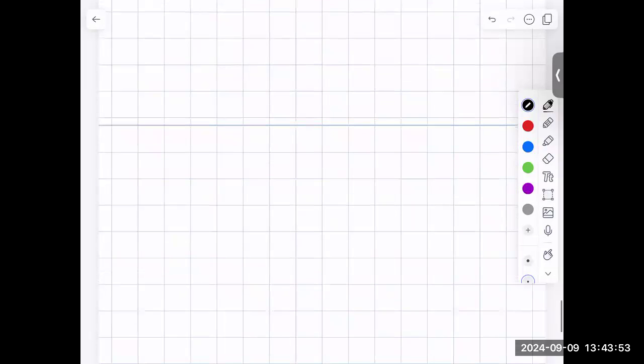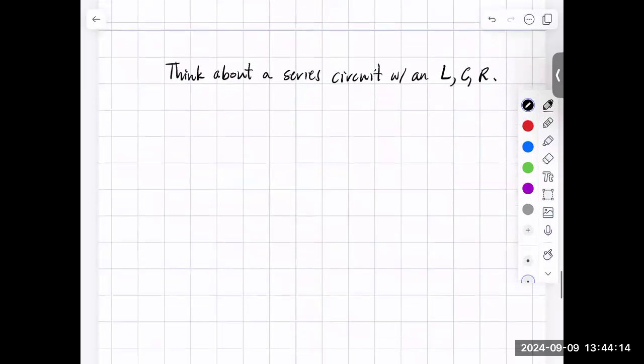So let's think about a series circuit with an inductor, capacitor, and resistor. So we'll make a simple one.